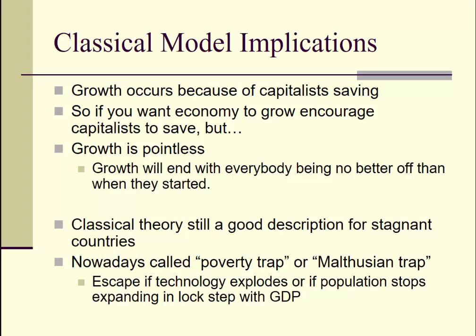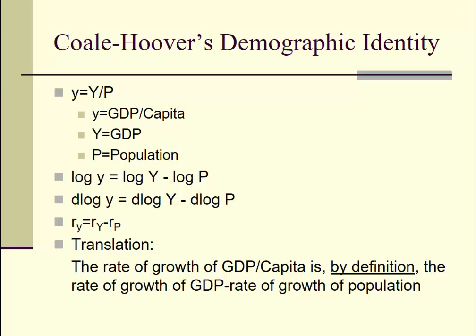But I want to go on and talk about one of the first ways we theorized a solution to get out of the poverty trap, and that was through demography. So I want to move on from the classical model to the Coale-Hoover model and start with this demographic identity. Many of you are familiar with the basic algebra, where if you simply define GDP per capita as little y equals capital Y divided by P, you'll get the identity at the top of the screen.